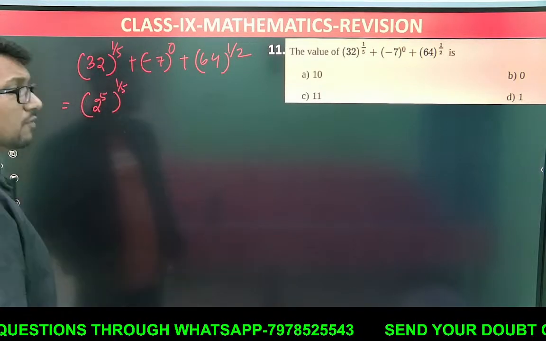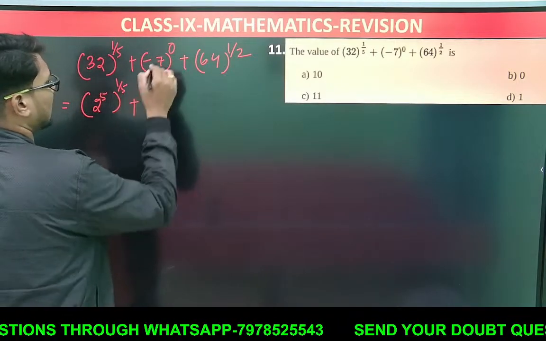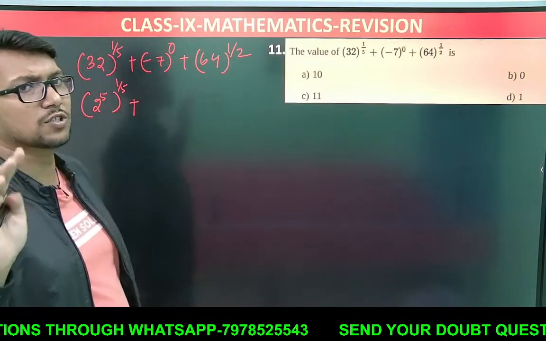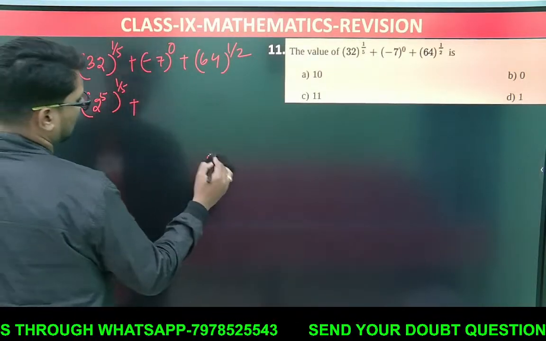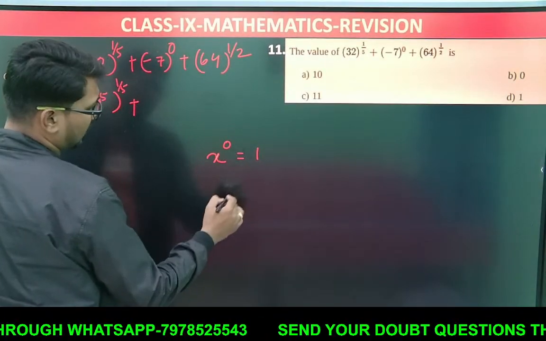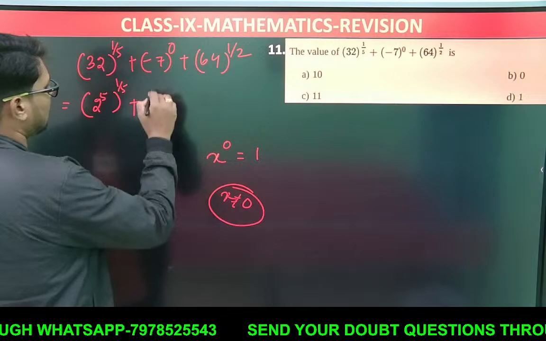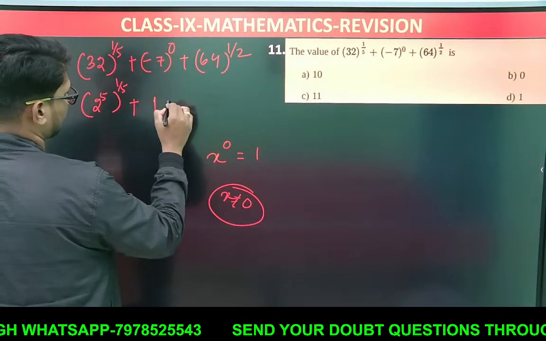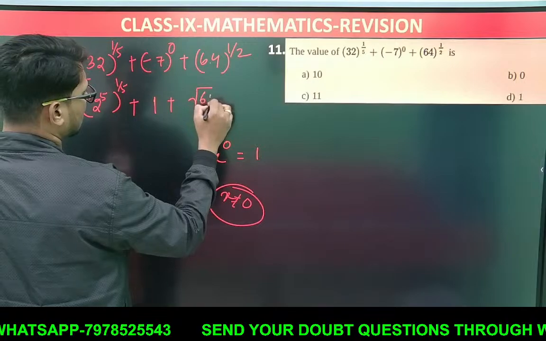2 to the power 5 whole to the power 1 by 5 plus, we know anything to the power 0, except 0, that is 1. Matlab x to the power 0 is equal to 1. So x could be anything except x is not equal to 0. Hence this is 1, and this is 64 to the power 1 by 2, matlab square root of 64.